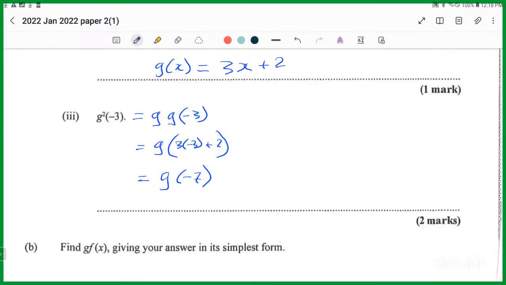On g of negative 7, you're going to put negative 7 back in the g function there. So it's now going to become equal to 3 times negative 7, that's why I put negative 7 there, plus this 2. So 3 times negative 7 is negative 21, plus back this 2. Negative 21 plus 2 becomes negative 19. That's the answer. Negative 19.